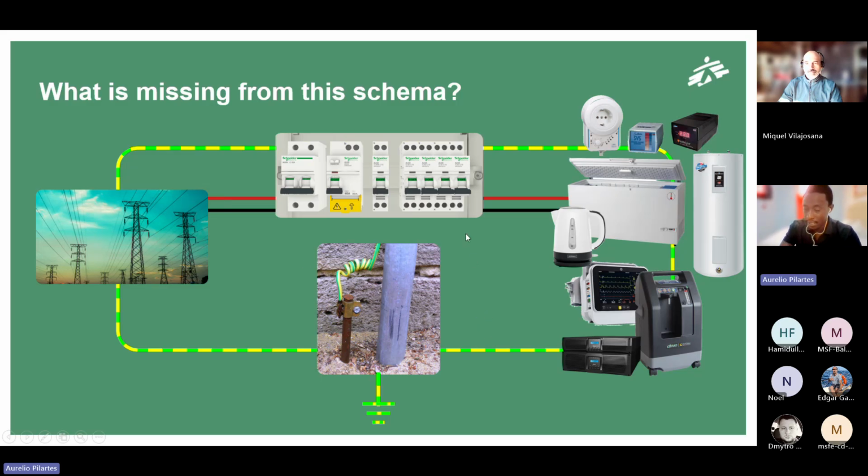They should be in our installation in order to make it fully functional and protected and safe. So here we have the MCB that will protect all the installation against short circuits and overcurrents, overloads. We have the RCCB that will protect against leakage of current on the circuit. This is the main MCB, and then we have other MCBs for the circuits.